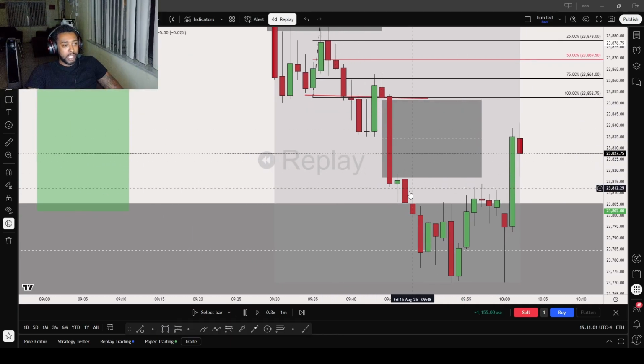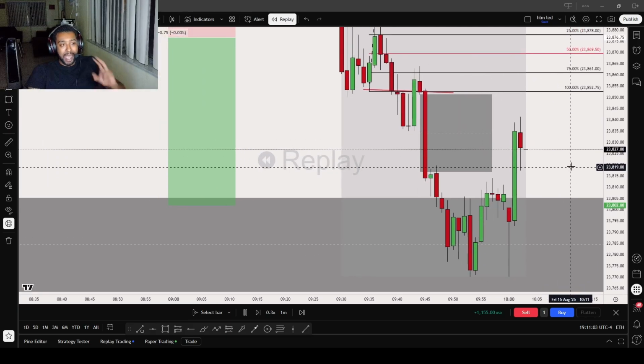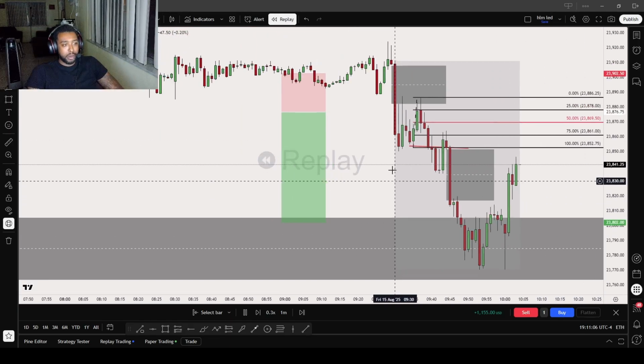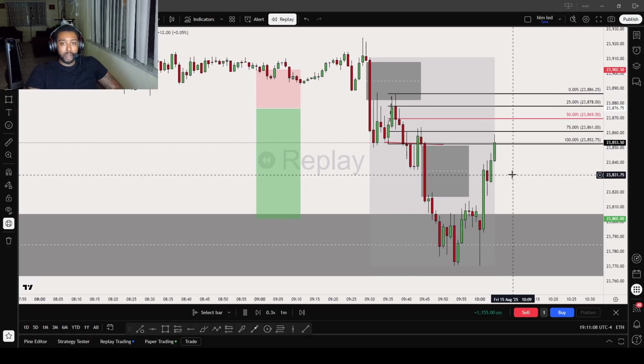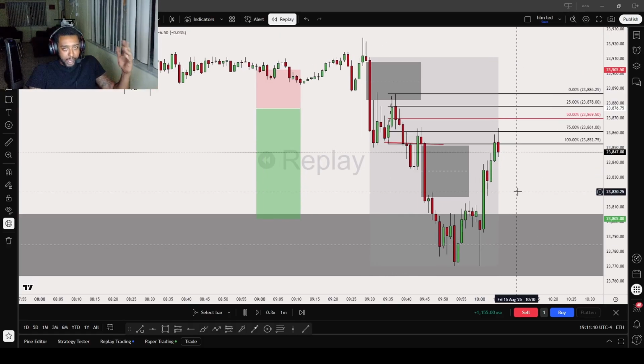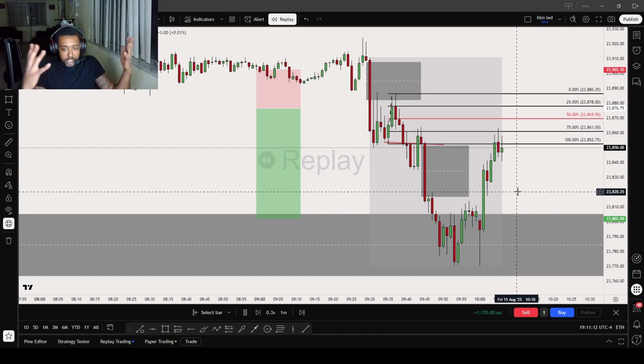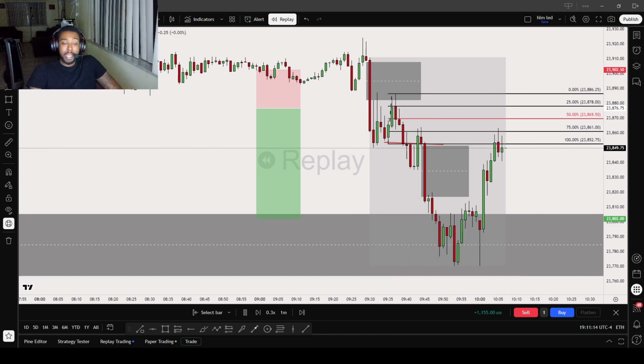The change in the state, the one that creates the fair value gap, is a high probability trade. You see here, it did the exact same thing. So that's how you use a fair value gap coupled with a change in the state of delivery, aka order block. Now, this is ICT concepts.